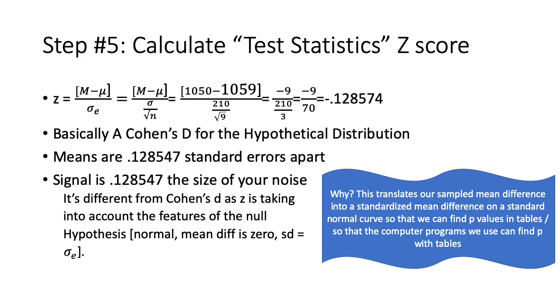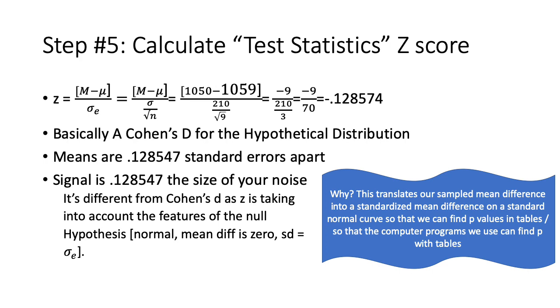In the hypothetical distribution, our means are 0.128547 standard errors apart, and standard errors are just standard deviations in the random sampling distribution of mean differences. It's basically the same thing. And in this case, our estimate of signal is 0.128547, the size of your noise. And you're like, well, that's different from your Cohen's d, and you're like, of course it's different.